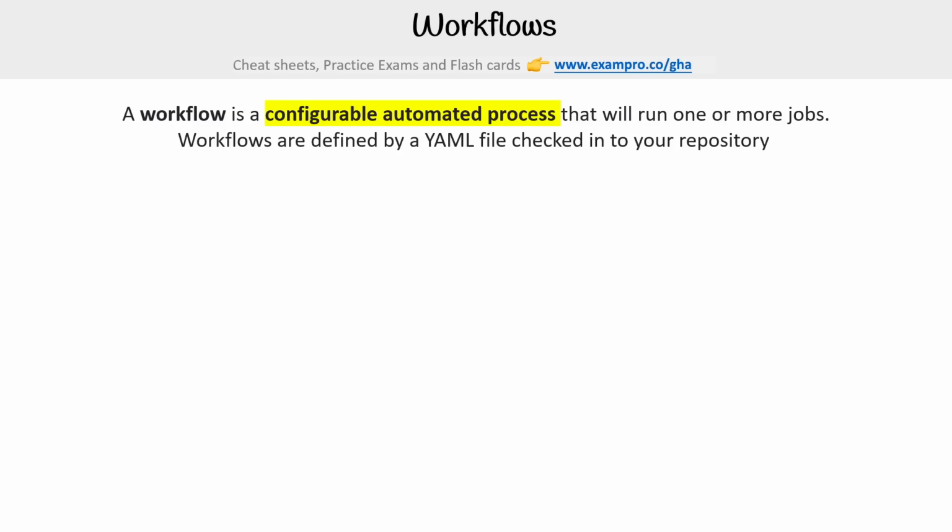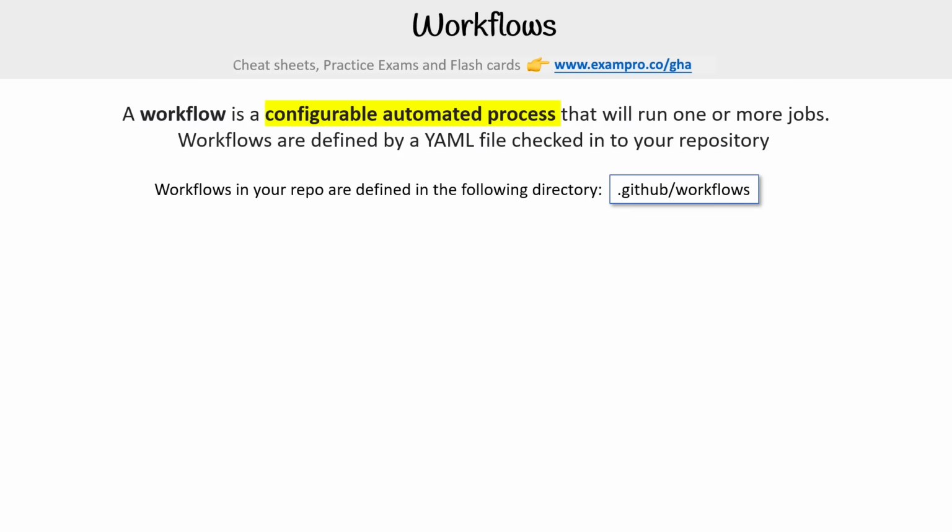Let's talk about workflows. A workflow is a configurable automated process that will run one or more jobs, and workflows are defined by a YAML file checked in your repository. These files are located at .github/workflows. I think you know that by doing the lab now, but I'm just going to reinforce where this stuff is.